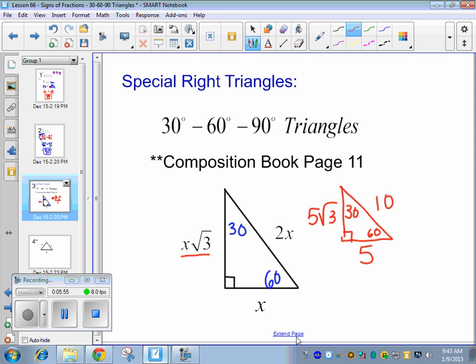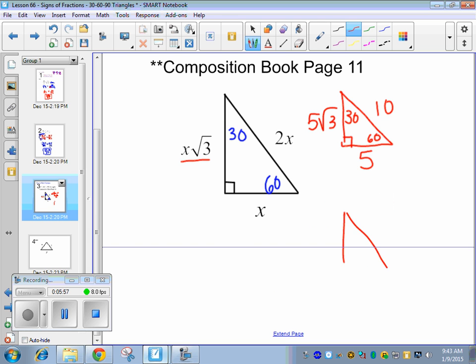Okay? So let's say that I gave you, this side was 12. This time I'm giving you the hypotenuse, right? So if I know that's 12, what's the short side? It's always half of that, right? So 6. And what's the height here? Good. Okay? So eventually you'll start to memorize these.